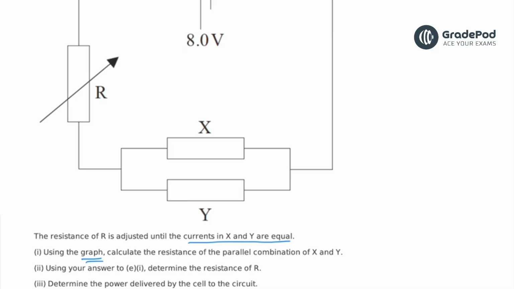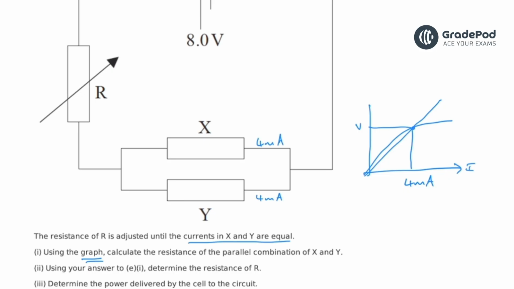So go back to the graph, and you would remember we had that situation there with the graph. I don't want to go back to the graph now because it'd be too annoying. So at this point here, that was current, that was voltage. That point there is where the current is the same in each, and it says on the graph that that point is 4 milliamps. So there's 4 milliamps going through at that stage, 4 milliamps going through at that stage.